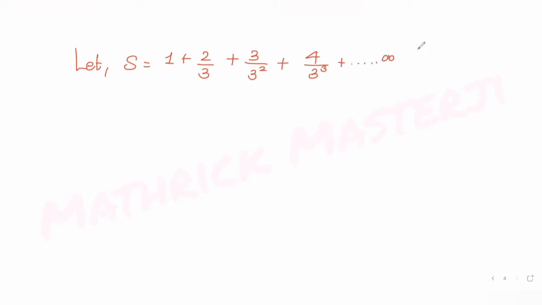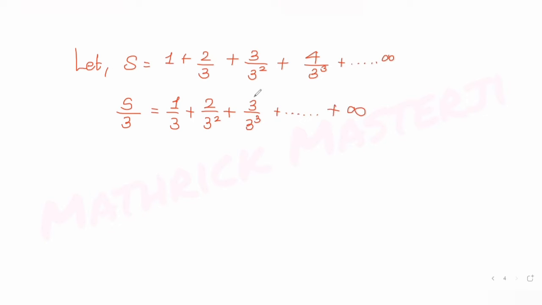Till infinity. Now I want to figure out the value of S. Using the idea of an infinite series, I want to find the sum of this infinite series, and there is a pattern here. So first of all, I can divide this by 3, so the denominator will increase by a power of 3 in every case. Dividing this by 3, I get S over 3 as 1 over 3, 2 over 3 square, 3 over 3 cube, and so on till infinity.